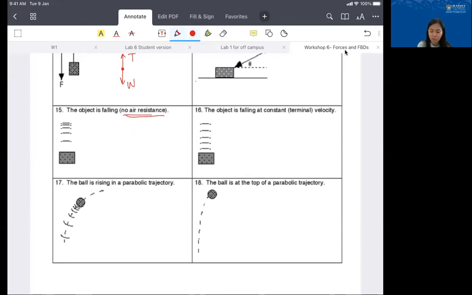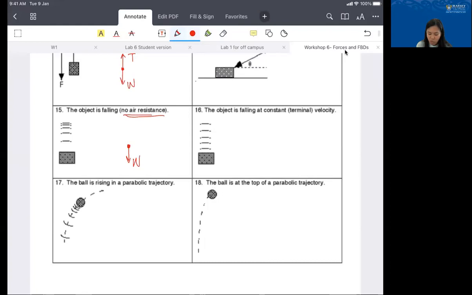Right, question 15, the object is falling with no air resistance. So this is the free fall situation. And we said that in free fall, you always have gravitational pull, so you'll always have weight force, and there's nothing else acting on the object. It's just the gravitational pull that's causing the object to accelerate downwards. And there's no air resistance resisting the motion. So only one force in the free fall situation.